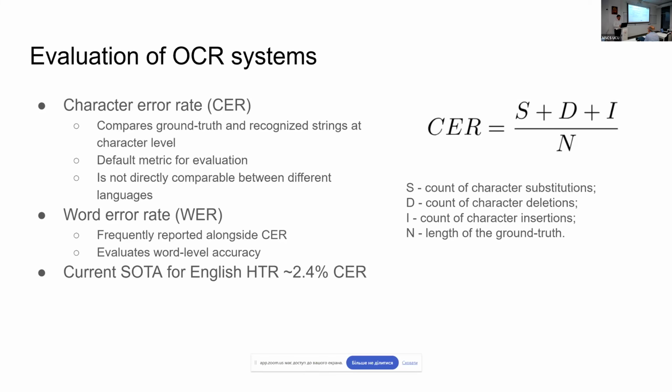And the current state of the art for English handwritten text recognition is close to 2.4% character error rate. Sadly, the character error rates can't be compared between different languages, because different languages contain different amounts of diacritics, or have some other specificities that make some languages easier or harder to recognize.